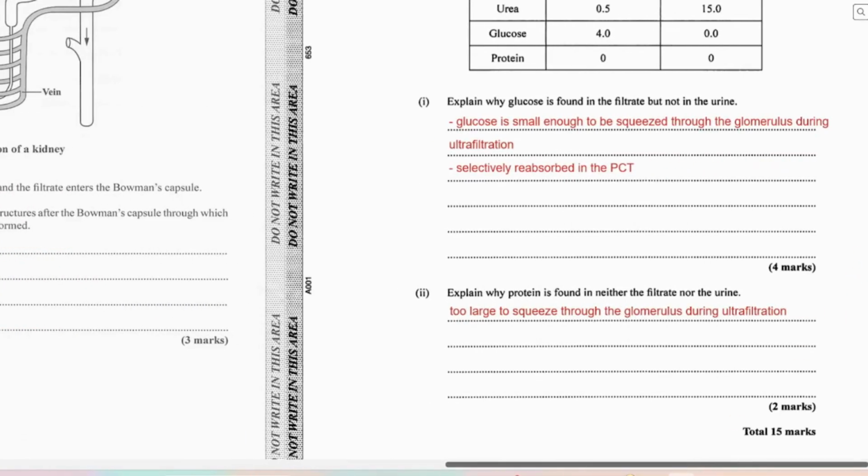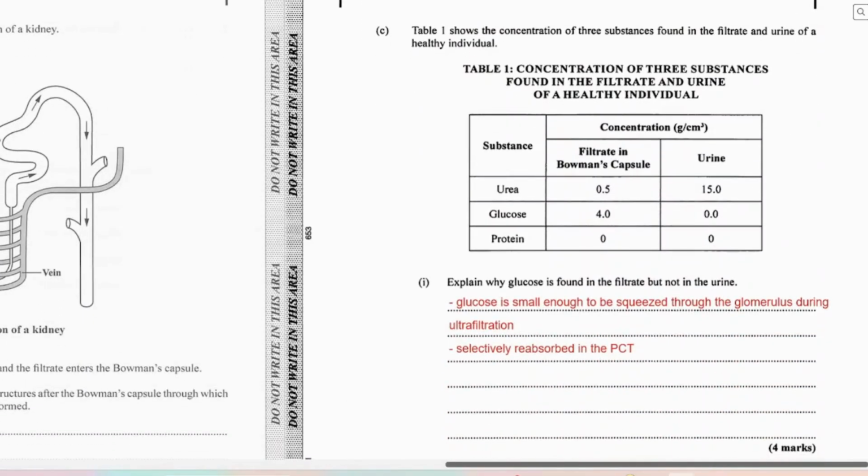Then on to the last part. So you have part C. Table 1 shows the concentration of 3 substances found in the filtrate and urine of a healthy individual. So you have substance: urea, glucose, protein; the concentration in grams per cm cube; you have filtrate in the Bowman's capsule, and then you have the urine.